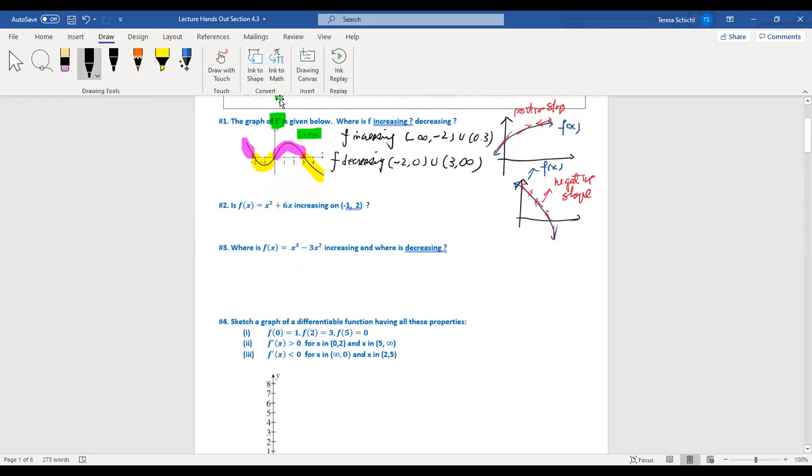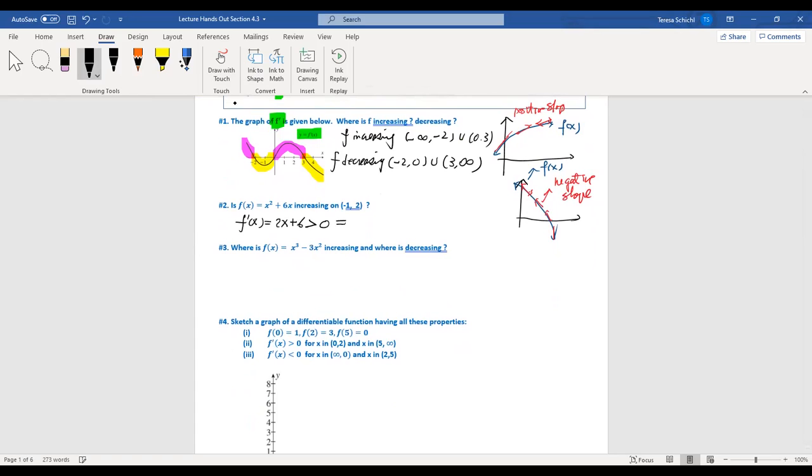So now let's take a look at the second problem. They say, is f of x equal to x squared plus 6x increasing on this interval? All right, in order to get increasing, the first thing is I need to take a look at the derivative. So the derivative here is 2x plus 6. I know if it's increasing, then the derivative has to be greater than 0.